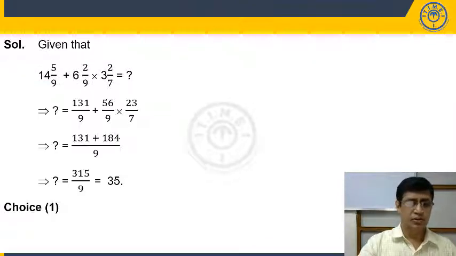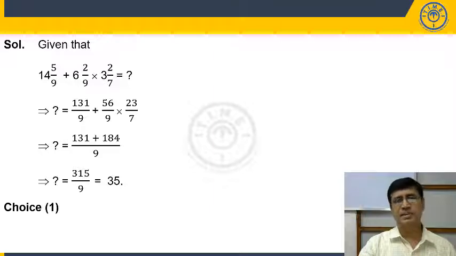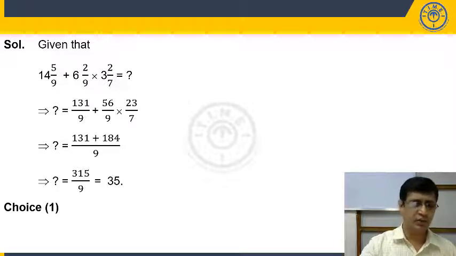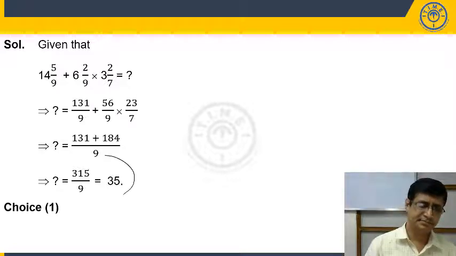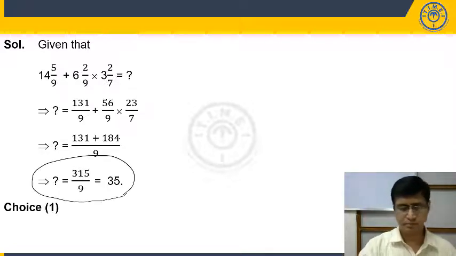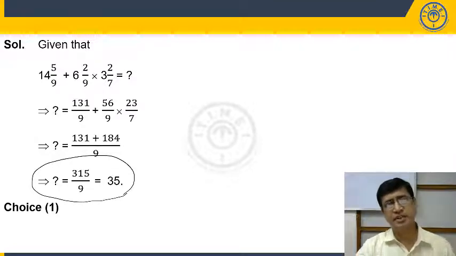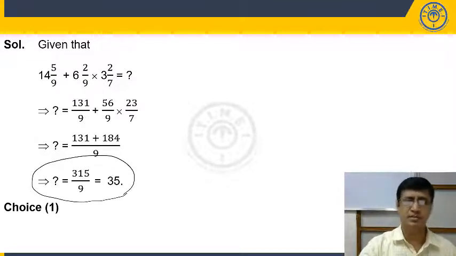Now look at the solution here. So 131 plus 184, it is a 315 by 9. So what is the result? 35 is the result. Okay. Additions and subtractions you need to practice a lot.